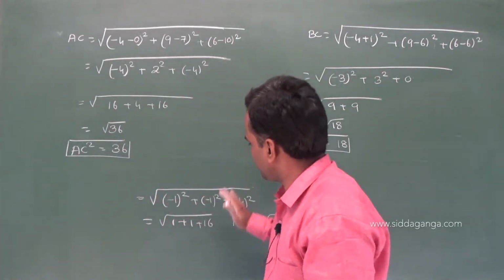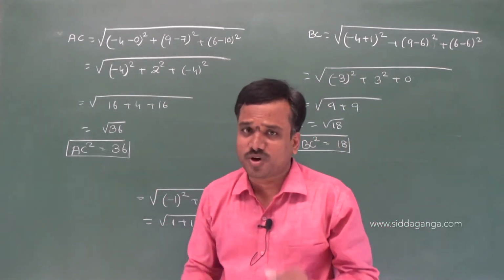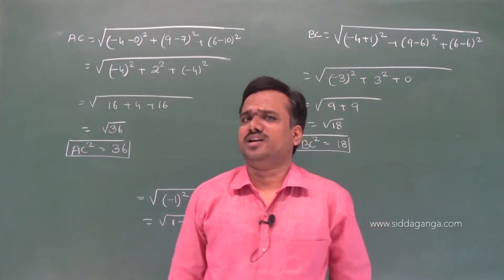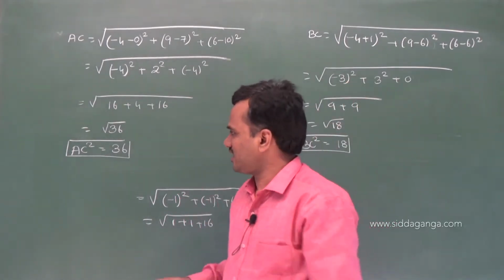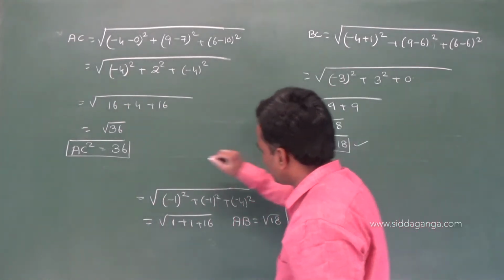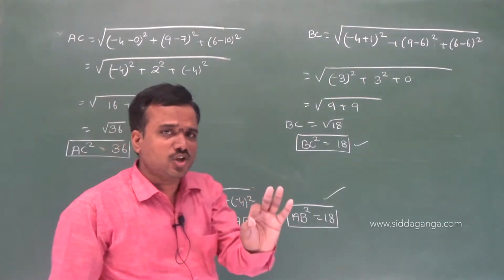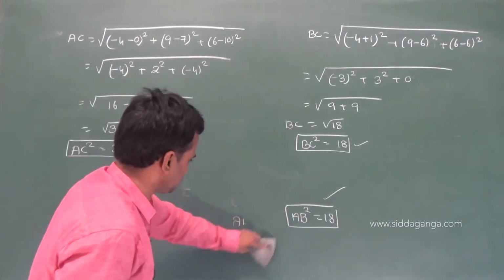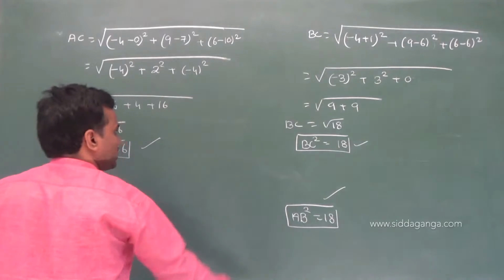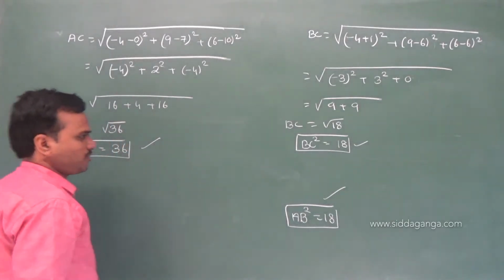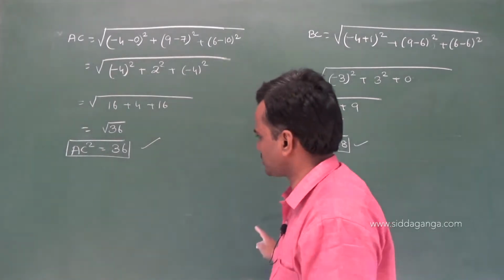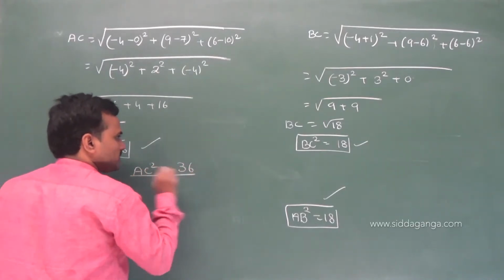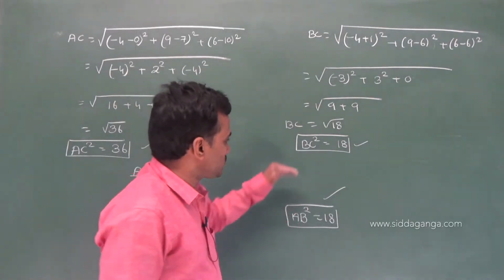So we find the distance from A to B, B to C, and A to C. What we have to prove is that the given 3 points are the vertices of a right angle triangle. Firstly we observe among these 3 values, AB square, BC square and AC square, which value is largest? AC square, which is equal to 36, correct? So this value should be equal to the sum of the other 2 values.